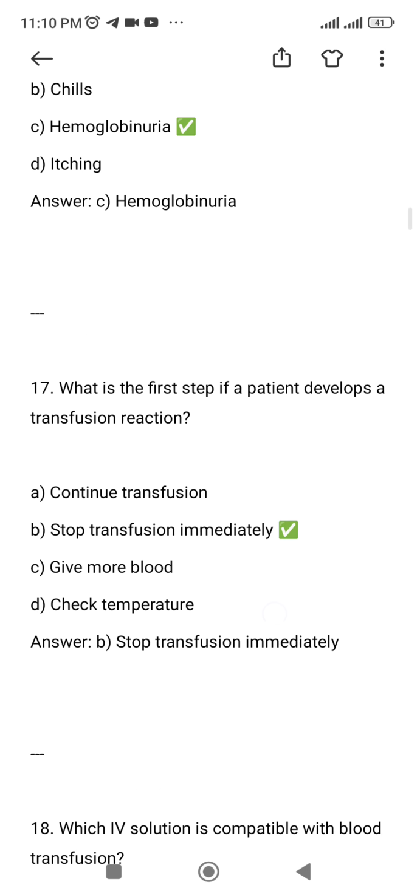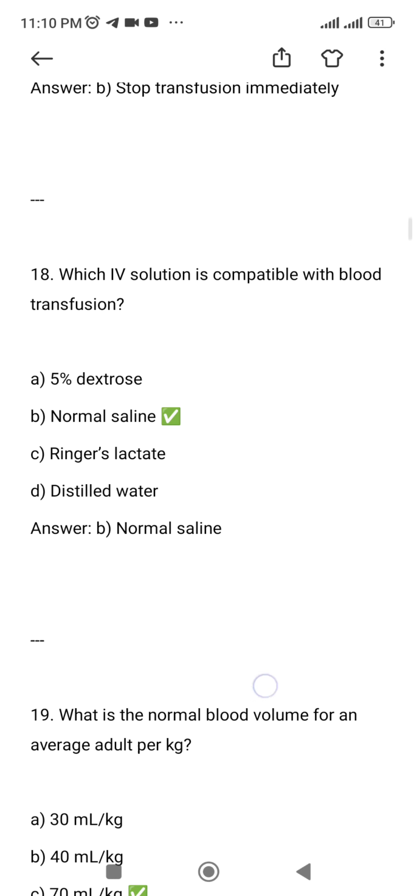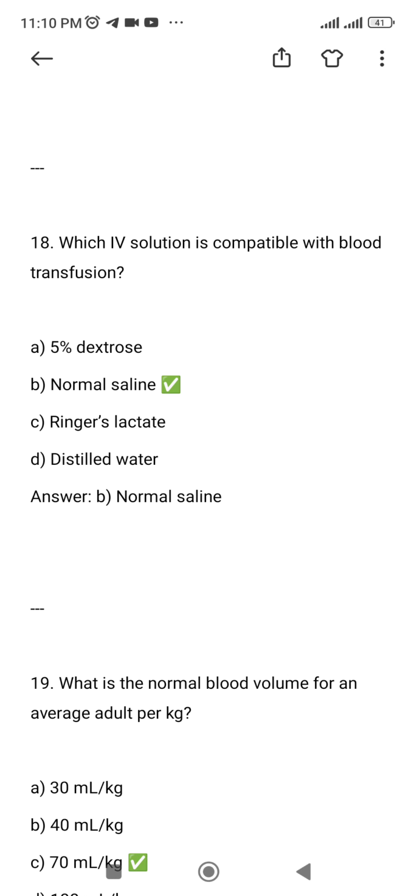What is the main sign of a hemolytic transfusion reaction? Hemoglobinuria. What is the first step if a patient develops a transfusion reaction? Stop transfusion immediately. Which IV solution is compatible with blood transfusion? Normal saline.